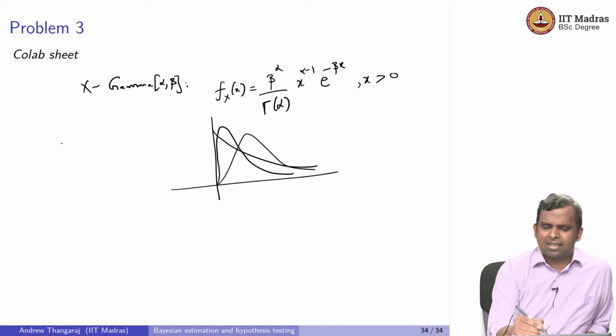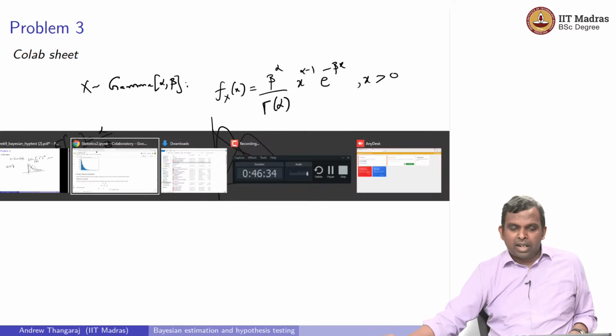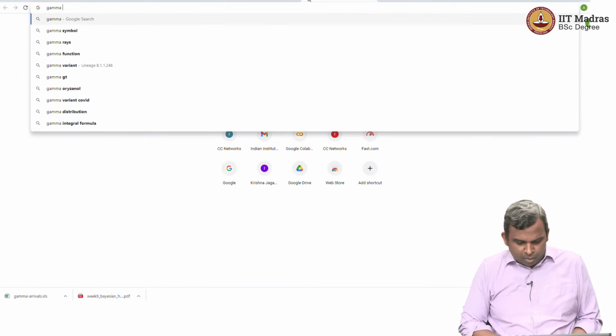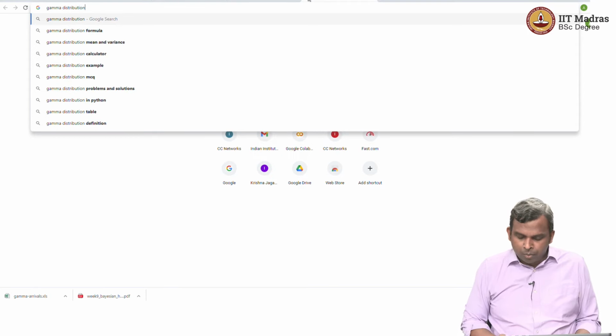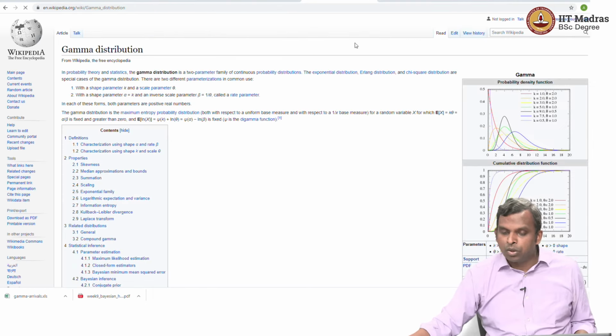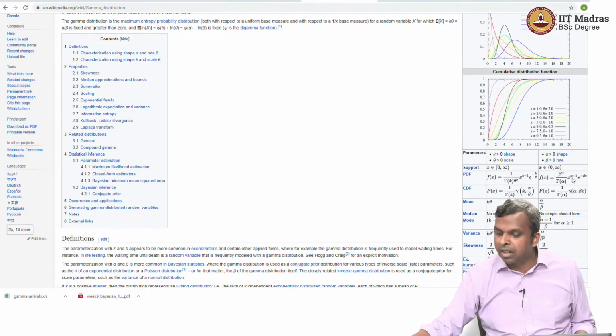A couple of facts. The expected value of x is alpha by beta. The expected value of x squared is also well known. In case you're wondering how I would think of all this, you can just search for the gamma distribution. Don't assume that I know all these things by heart. If I work on it for a little while, I'll remember it, but I'll also forget. So you just search for the gamma distribution on Wikipedia and look at this information. Everything is here.